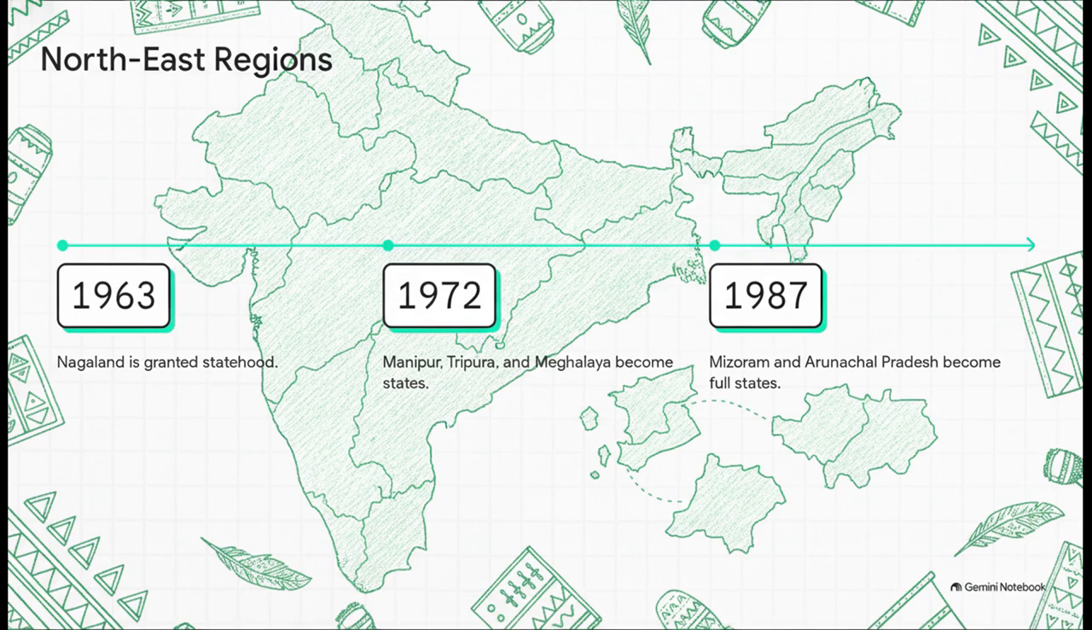We see Nagaland emerge in 1963, followed by a major reorganization in 1972 that gave statehood to Manipur, Tripura, and Meghalaya. And finally, Mizoram and Arunachal Pradesh became full states in 1987, slowly completing this incredibly intricate regional border system.